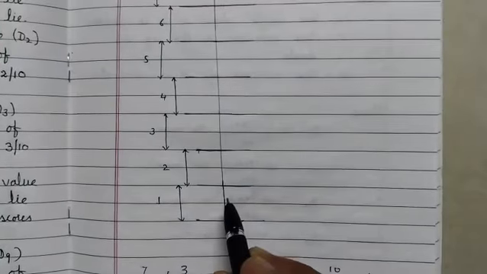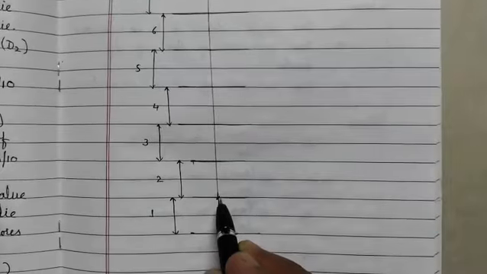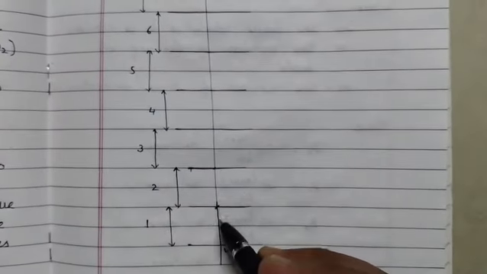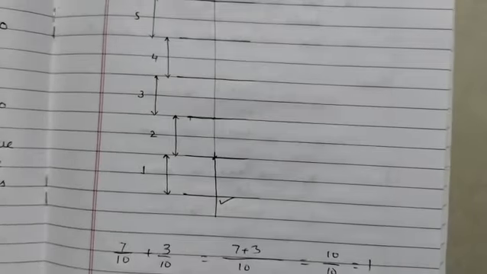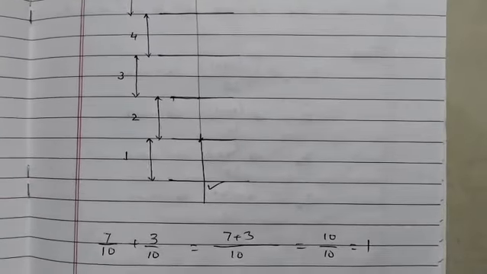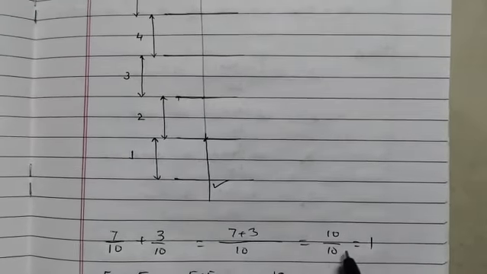Now, what is D1? The first decile is the value above which 9 by 10 of the scores lie. So this is D1, above which 9 by 10, and below which 1 by 10 of the scores lie. Similarly, D2: above this point 8 by 10 of the scores are lying, and below which 2 by 10 are lying. Suppose D3 is the third decile, so 7 by 10 plus 3 by 10, taking LCM 10, 7 plus 3 is 10 by 10, which is equal to 1.